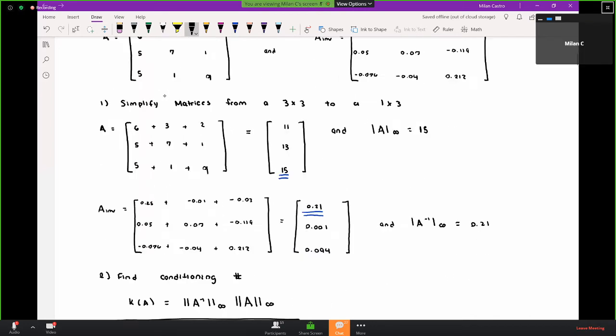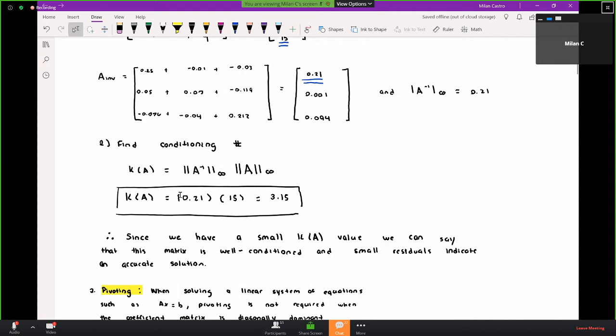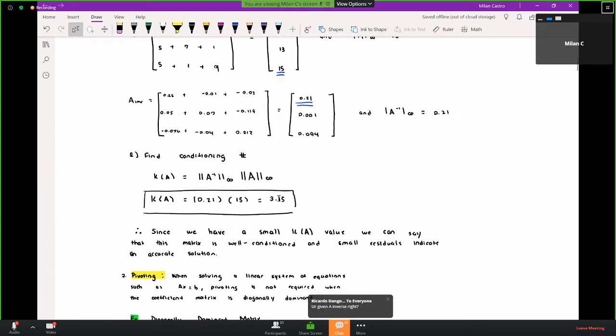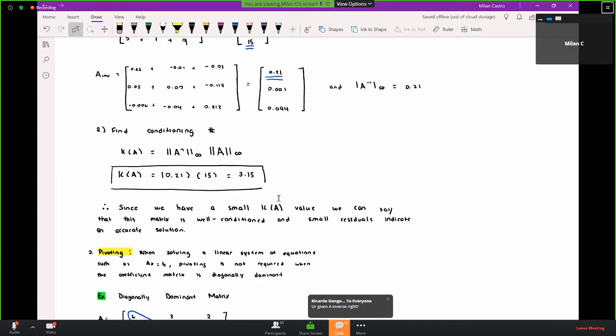Okay. All right. And then you just multiply the two highest values in those vectors, and it gives you a conditioning number of 3.15. So since the conditioning number is way smaller than the bounds that we discussed earlier, we could say that the matrix is well conditioned and the small residuals will indicate an accurate solution. You are going to be given your inverse matrix.